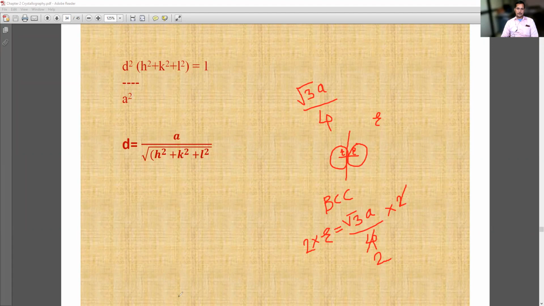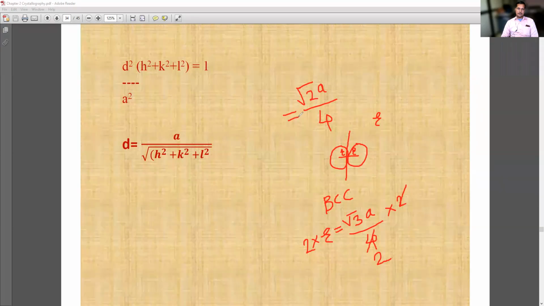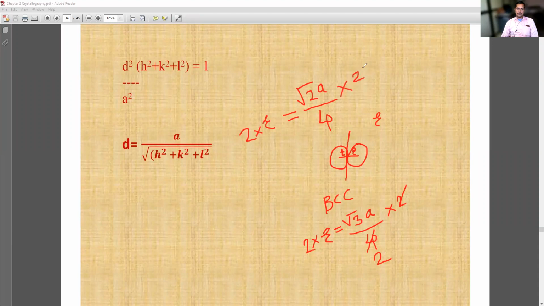Yes, sir. Now what will it be in the FCC case? Root 2a by 2. Yes, root 2a/4 is R for FCC, so here also we multiply both sides by 2, giving root 2a/2. And in case of simple cubic it is a. Here 2R is equal to a/2 into 2, so it becomes simply a.